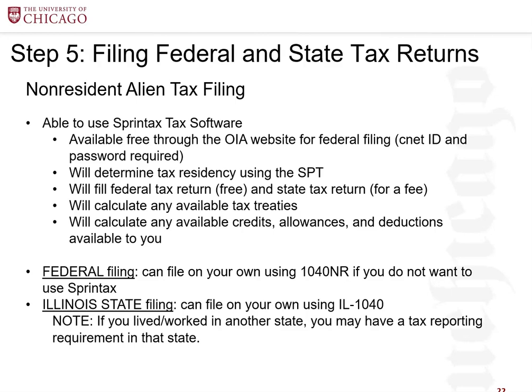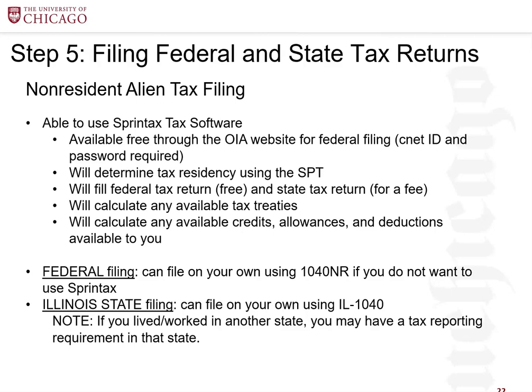The SprintTax software will also identify any available tax treaties that you may be entitled to, and it will calculate any available credits, allowances, and deductions available to you. If you are a non-resident and you don't want to use SprintTax at all, that's fine. You don't have to do that. You can file on your own using a 1040 NR. And for the state of Illinois, you can file on your own using an IL 1040. Those forms are easy to find on the internet if you just Google the names.